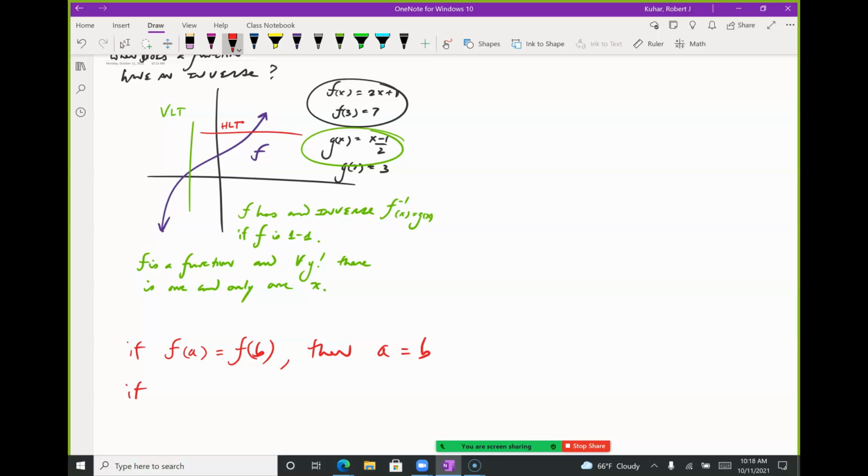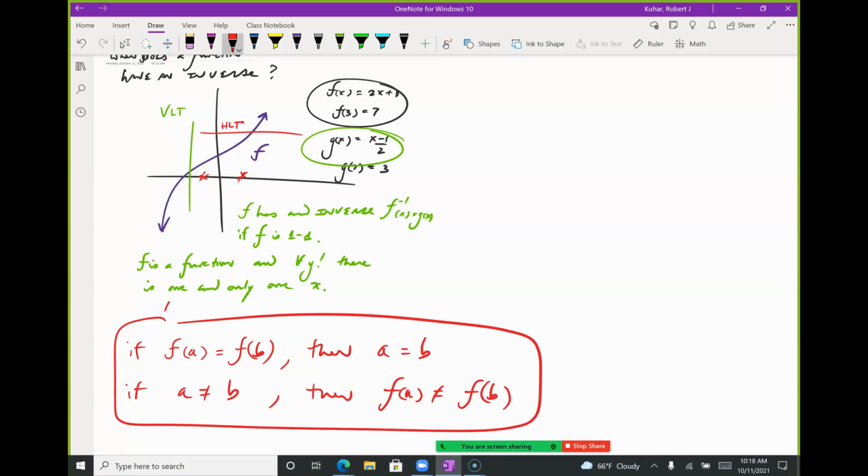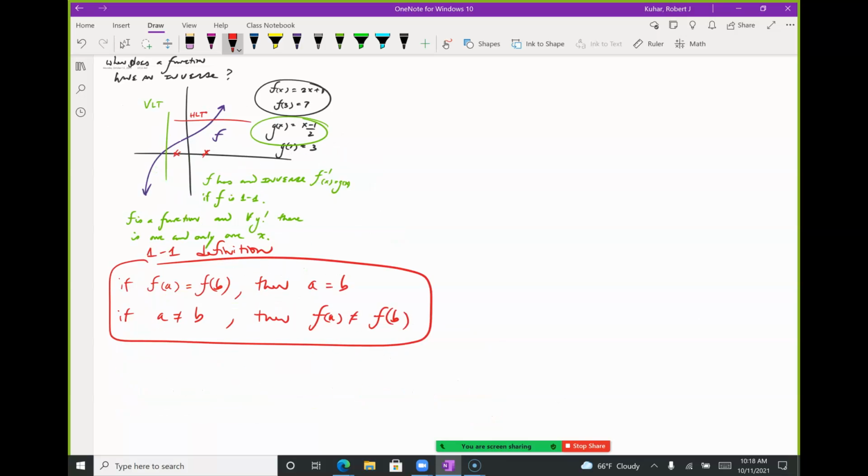If I have different x's, then what must be true about the y's? If I pick two different x's they must be different. Yes, then f of a cannot equal f of b. And this is my 1-to-1 function definition. Same y's must be same x's. Different x's must be different y's.